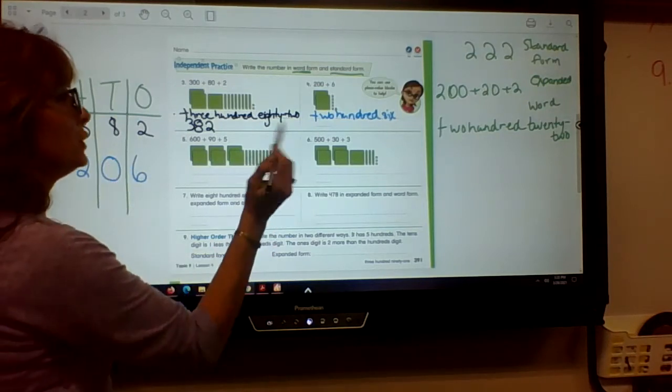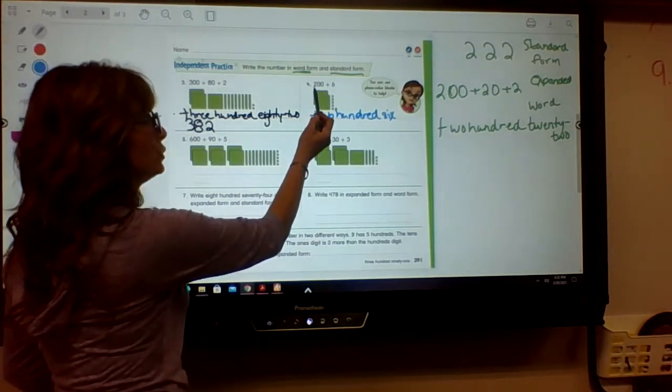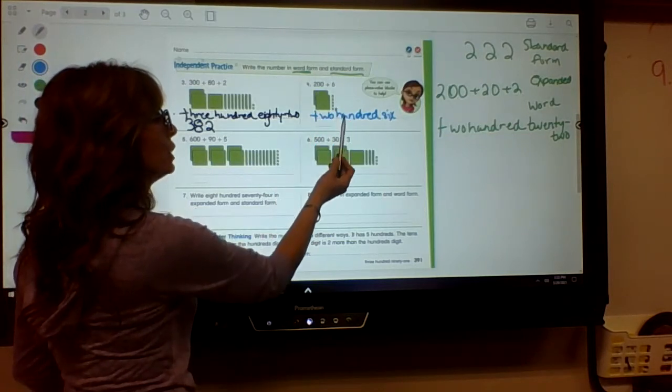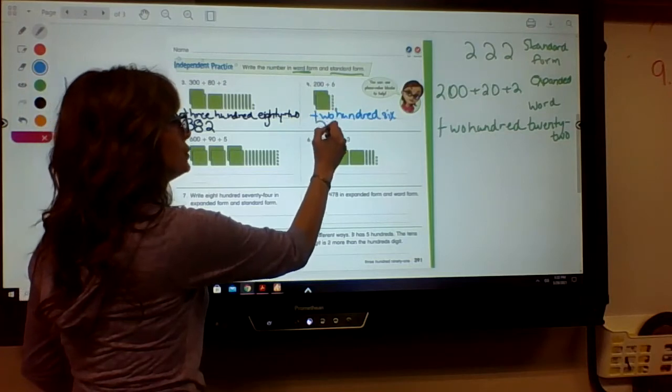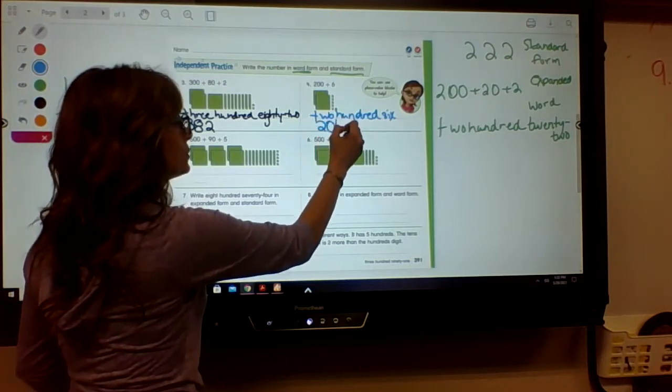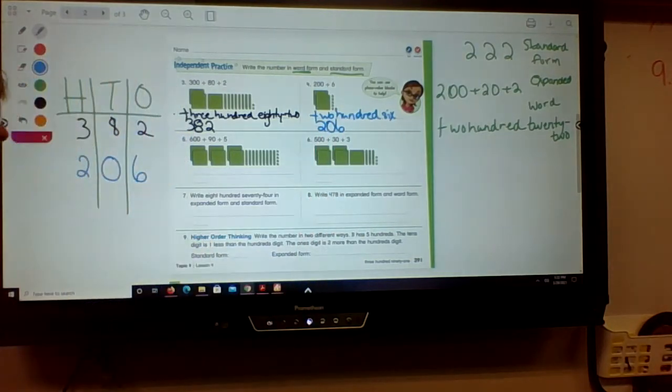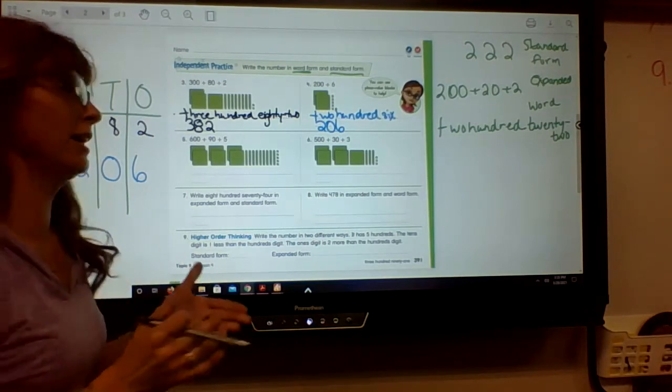So now we do standard form. So expanded form, 200 plus 6. Here's your visual. Word form, 206. And standard form is 206, which means 206.